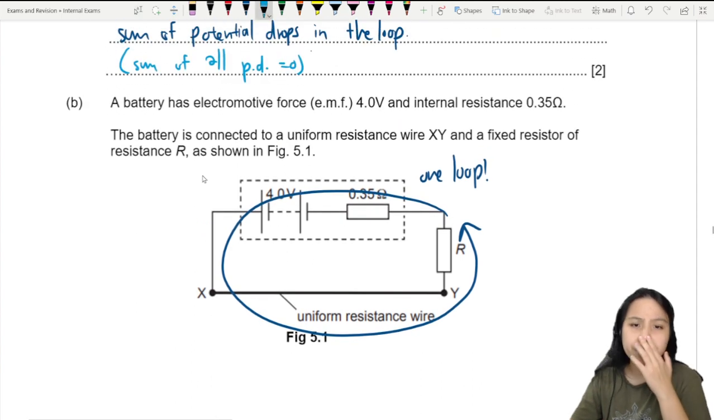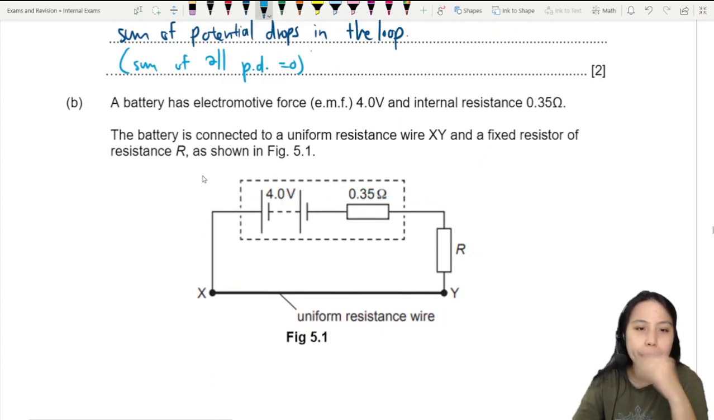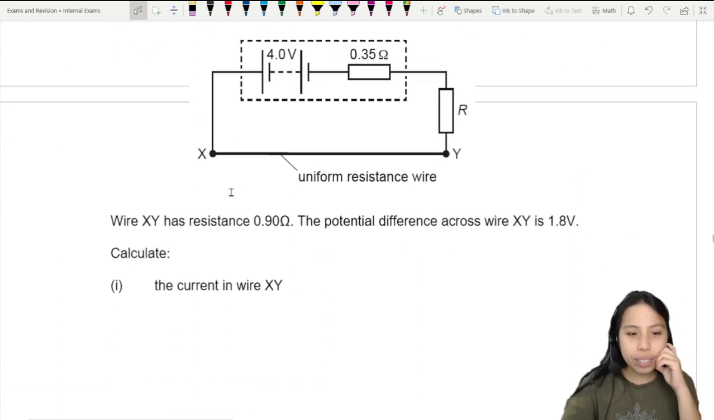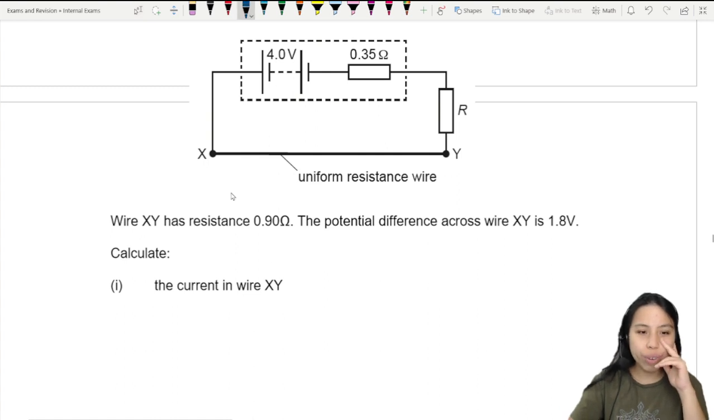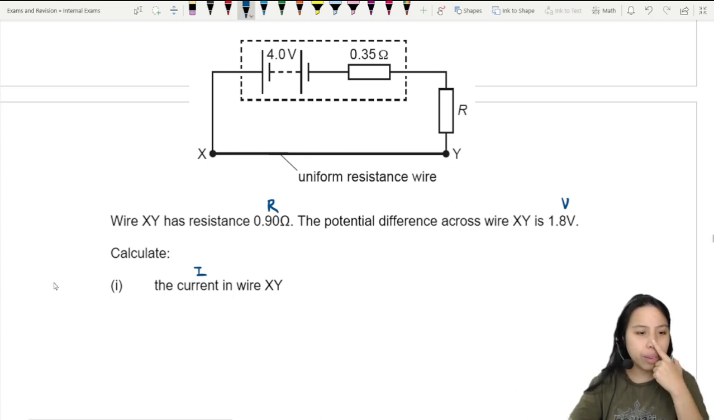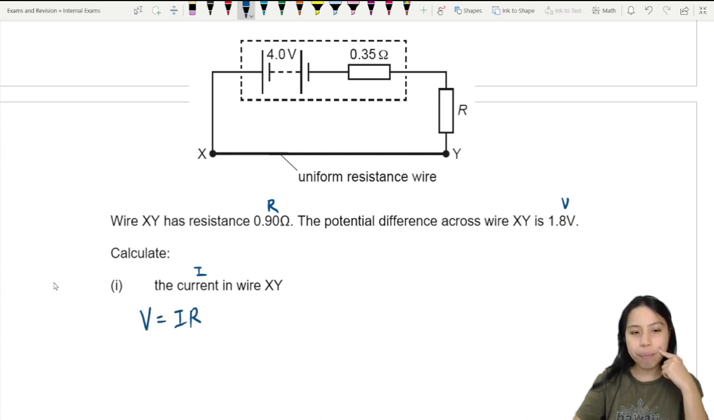Okay, what do you want with the circuit? So, we have a battery with internal resistance, and then connected to a wire. The wire has resistance 0.9, potential difference. Let's write this down: resistance, potential difference, current. Our favorite Ohm's law. Can it be so easy? Let's try it. So, V equals IR.